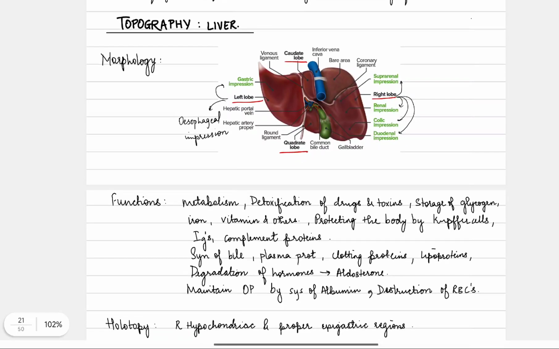Next is topography of the liver. In the morphology of the liver, there are 4 lobes: right lobe, quadrate lobe, left lobe and caudate lobe. On the right lobe, there are some impressions called colic impression, duodenal impression, renal impression, suprarenal impression. In the left lobe, there is gastric impression and esophageal impression.